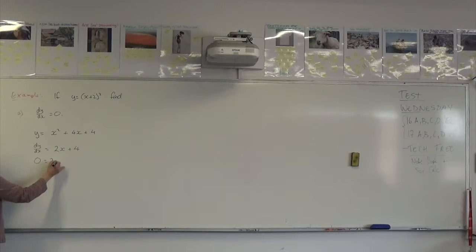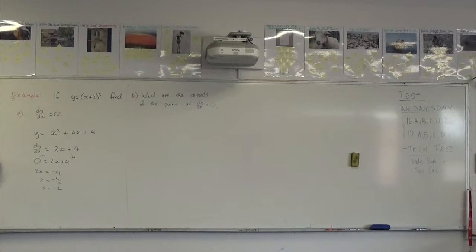So 0 equals 2x plus 4. So now I can solve for x. So take 4, so 2x equals -4. So x equals -2.